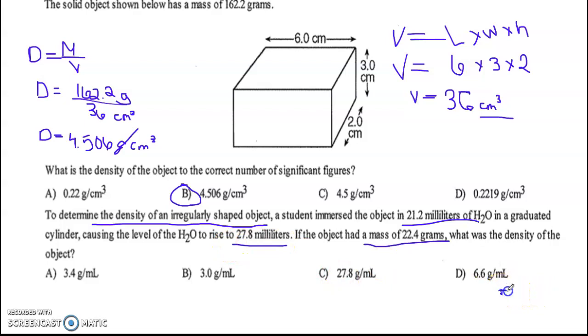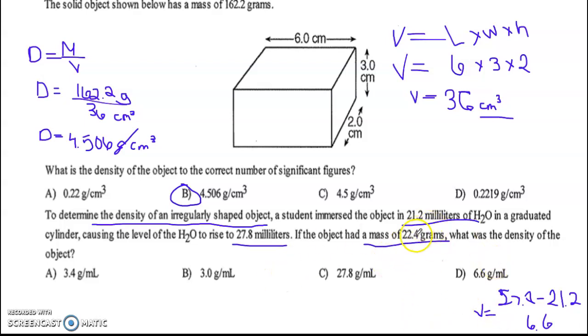I'm going to do 27.8 minus 21.2, and I get 6.6 as my volume. Okay, so now that's my volume.